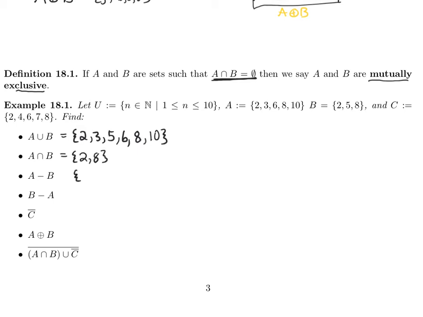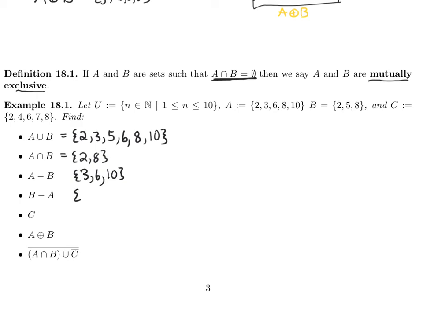Let's do the difference A minus B. Everything in A that is not in B. So let's go element by element. 2 is in A, but it's also in B, so we're not going to include it. We are going to include 3. We're going to include 6. We're not going to include 8, since 8 is in B, but we are going to include 10. So that is A minus B.